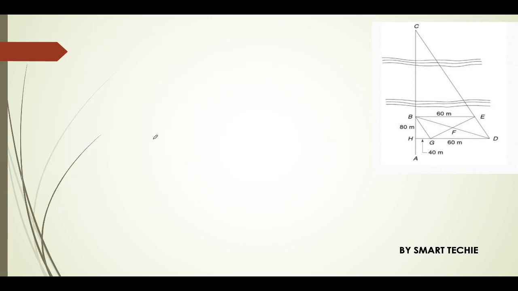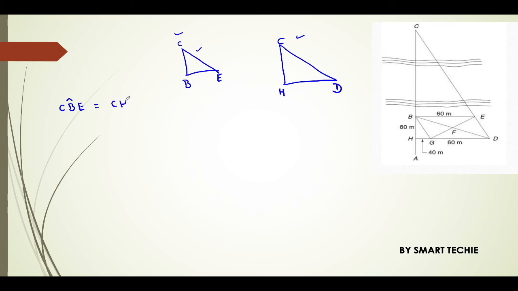So here we'll consider two triangles. We'll consider C, B, and E as one triangle. Another one we'll consider as C, H, and D. So one is the bigger triangle and one is the smaller triangle. So in these two triangles we have angle CBE equal to angle CHD, that is nothing but 90 degrees. Angle B and angle H are 90 degrees.